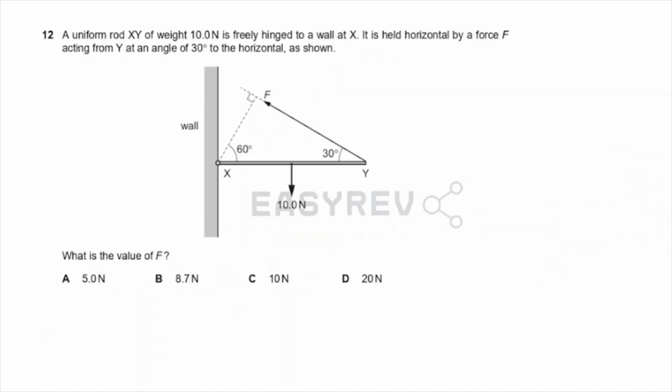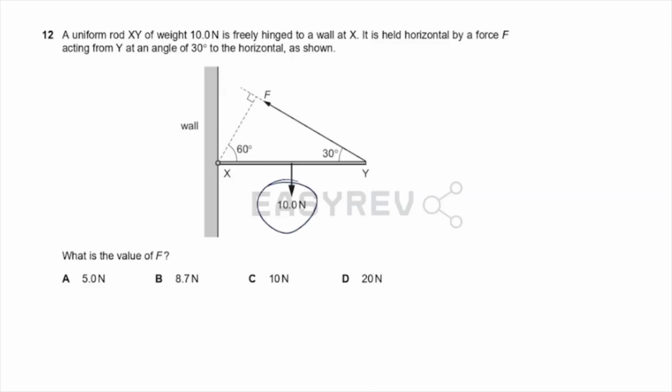Here it says, a uniform rod XY of weight 10 newtons is freely hinged to a wall at X. It is held horizontal by a force F acting from Y at an angle of 30 degrees to the horizontal as shown. What is the value of F? Now, here it's a matter of basically resolving the force F into its horizontal and vertical components, and then seeing which of the two components is being balanced out by the 10 newtons given here.